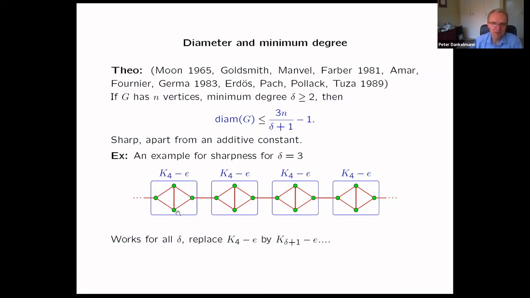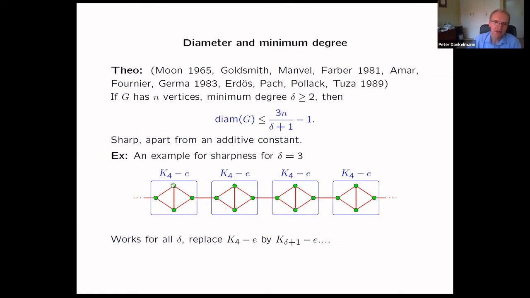I take a K4 minus an edge, and the edge that I've taken out is the edge between the left and the right vertex of each K4. And then I string them up to form something long and path-like. And at the very end, I may have to do something slightly different to make sure that every vertex really has degree at least 3, but that's basically what this graph looks like. And I can make this as long as I like.